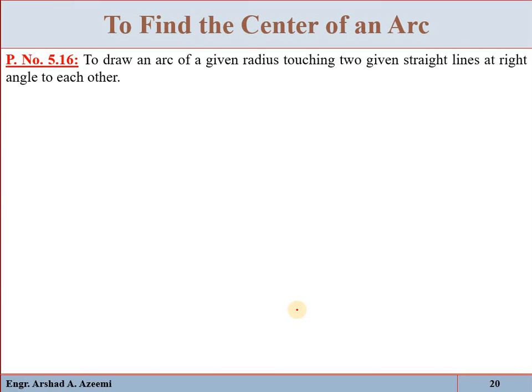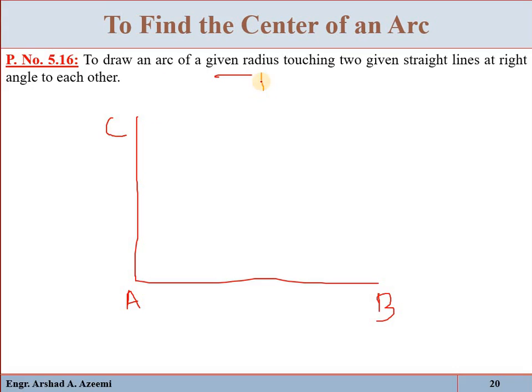Now to draw an arc of a given radius touching two given straight lines at right angle to each other. Suppose two lines are given, AB and AC. Now we have to draw an arc of the given radius. The radius of the arc is also given. We have to draw an arc of this radius to touch these two lines.